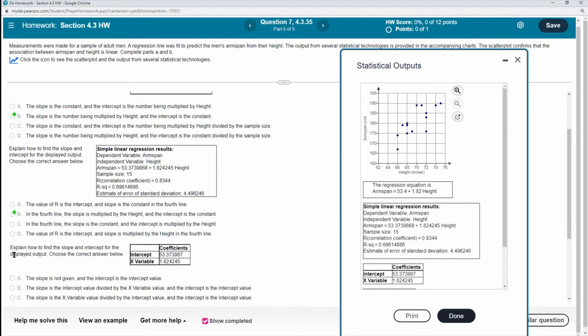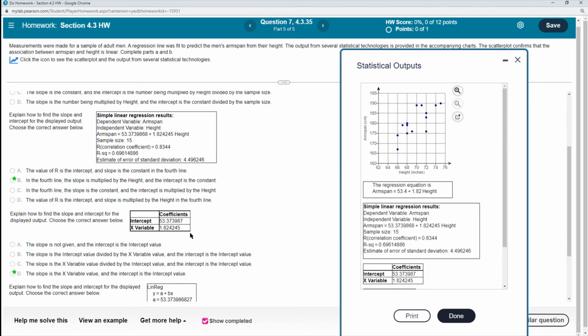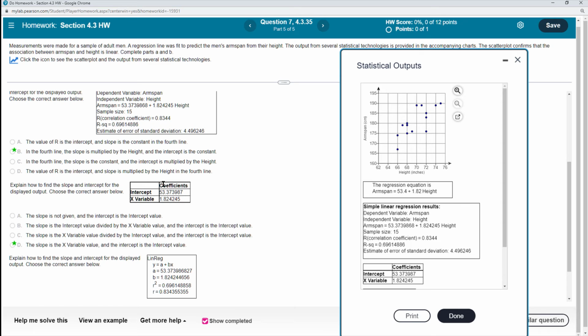And the next one here, explain how to find the slope and the y-intercept in the third box here. In this one here, it gives us the coefficients for that equation. Okay, so we have the y-intercept there, and the coefficient for the x term. In this case, the coefficient for the height. The slope is the coefficient of the x variable. The intercept is the intercept value.